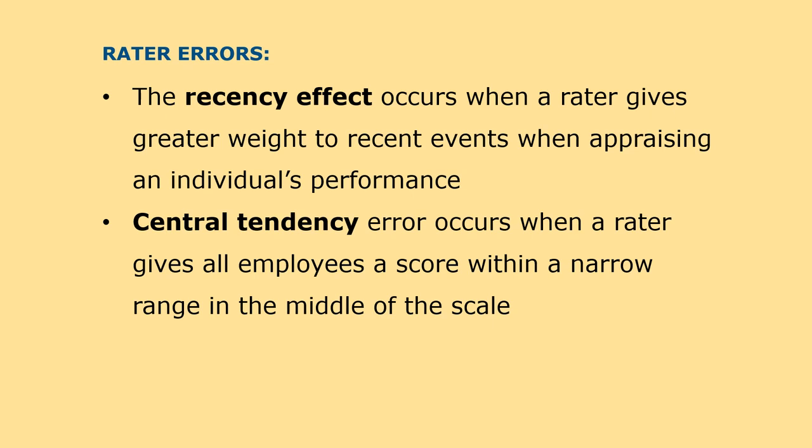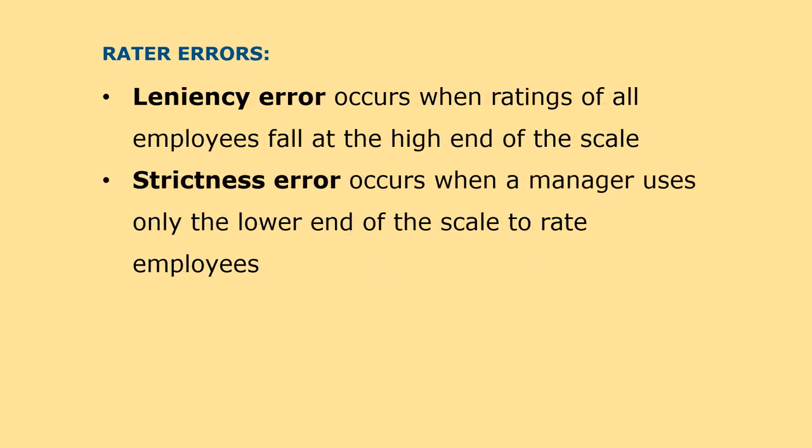Many performance appraisal problems are caused by a number of different rater errors. The recency error occurs when a rater gives weight to recent events when appraising an individual's performance. Central tendency error occurs when a rater gives all employees a score within a narrow range in the middle of the scale. Leniency error occurs when ratings of all employees favor the high end of the scale. Strictness error occurs when the opposite happens. It's when a manager uses the lower end of the scale to rate employees.